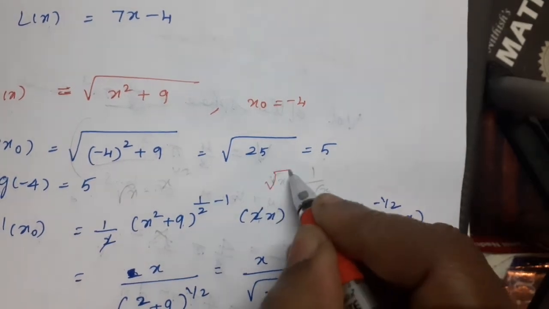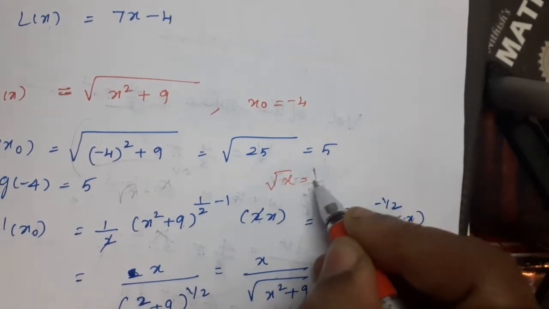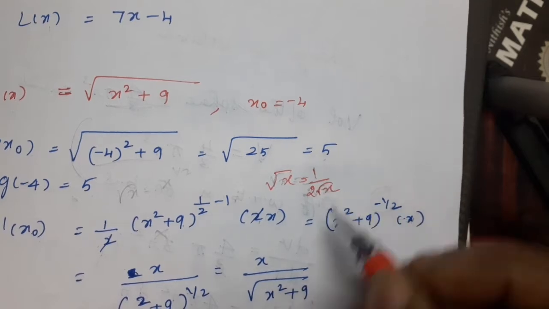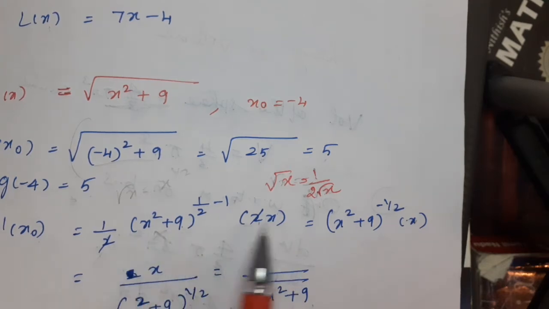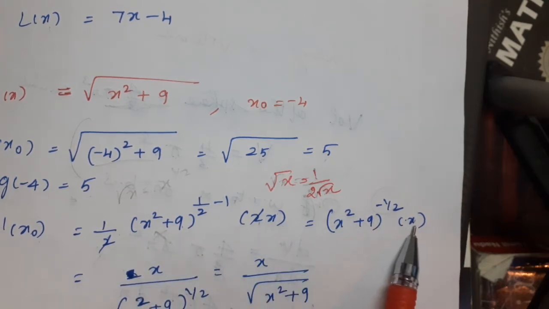So for the root x, if we differentiate root x, we get 1 by 2 root x. If you remember the formula, if we differentiate the root x, we get 1 by 2 root x. Otherwise apply the formula n into x power n minus 1. So x square differentiated, we get 2x. 2 cancelled, we get (x square plus 9) whole power minus 1 by 2 into x.